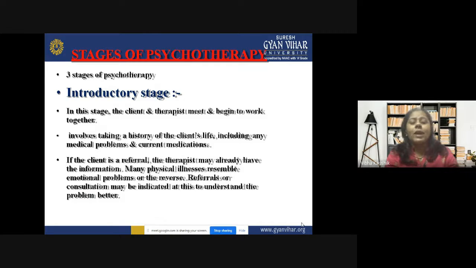It involves taking a history of the client's life. The therapist tries to know the case history of that particular client, including any medical problems and current medications. If the client is a referral, the therapist may already have the information. Many physical illnesses resemble emotional problems or the reverse. Referrals or consultations may be indicated at this point to understand the problem better.